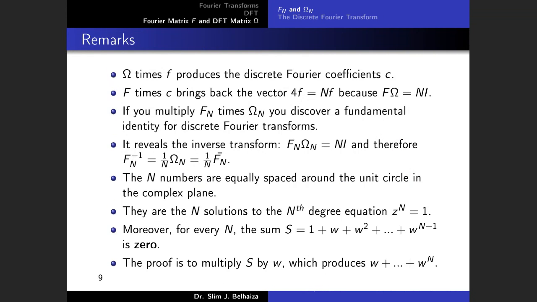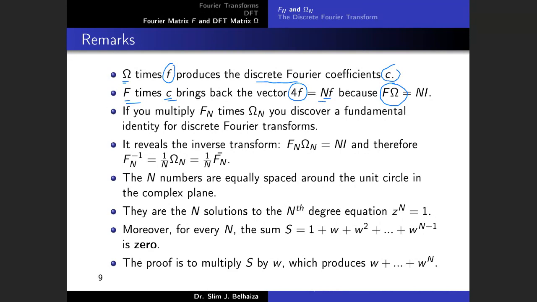In fact, there are a couple of remarks. In general, omega times the vector f produces the discrete Fourier coefficients we're looking for. The inverse, F times c, brings back the vector, which is n f. So in the case of dimension 4, we'll get 4f, because F times omega is n I. The two matrices are orthogonal.